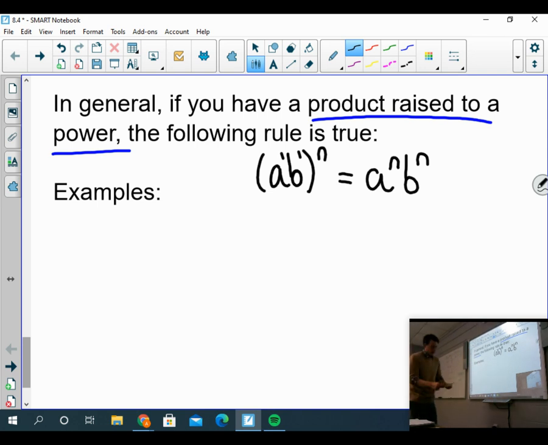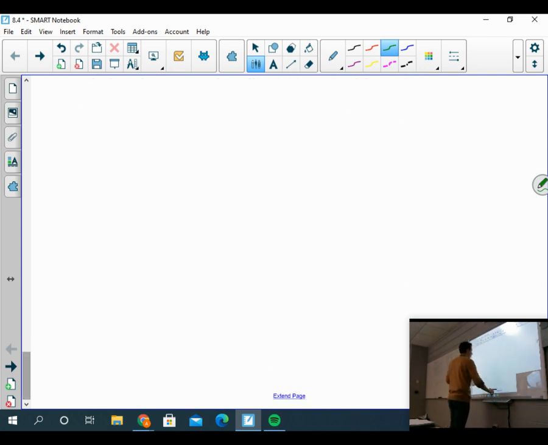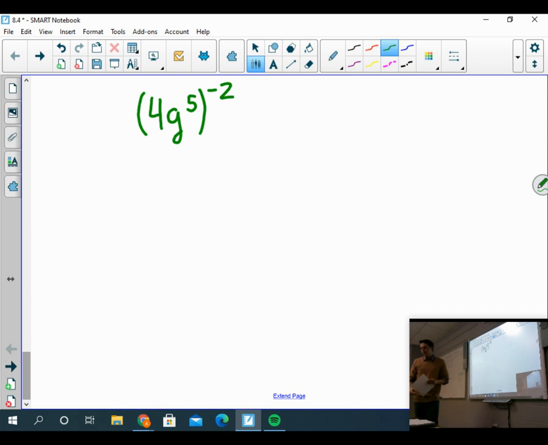Okay? Now let's go through another example together. Maybe this will help clarify things if you're a little bit confused right now. 4g to the 5th, to the -2nd. And again, I recognize immediately this is a product to a power. Why? Because we don't just have g to the 5th to the -2nd. Rather, I have 4, which is attached to the g to the 5th by multiplication, and that whole quantity is to the -2nd power. So we have a product to a power.